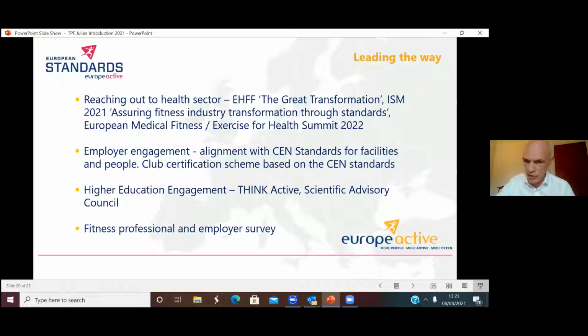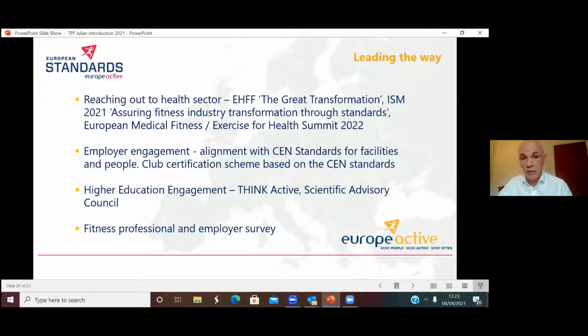EuropeActive is very much addressing that. The EHFF, the Great Transformation: you might have seen announced this morning that CIBEC, FIBO, and EuropeActive are now combining their efforts at FIBO in November in Cologne. We also have our ISM in Cologne, only one day this year, but we'll be looking very much at that relationship between our sector and the health sector, and also at the digital side of things. So these things are to come. We need to consider these in developing any future standards and qualifications.